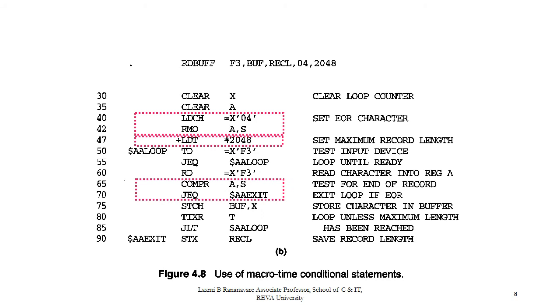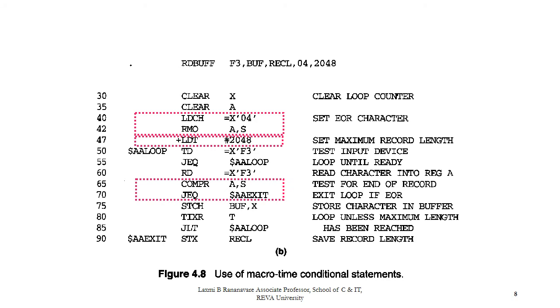The next statement is TD, and we test the input device F3, which is specified as an argument in the read buffer call. Next is JEQ, so we loop back if the device is not ready. Then we read a character from the input device F3, and that character is loaded in the accumulator. Now the accumulator has the character which is read.